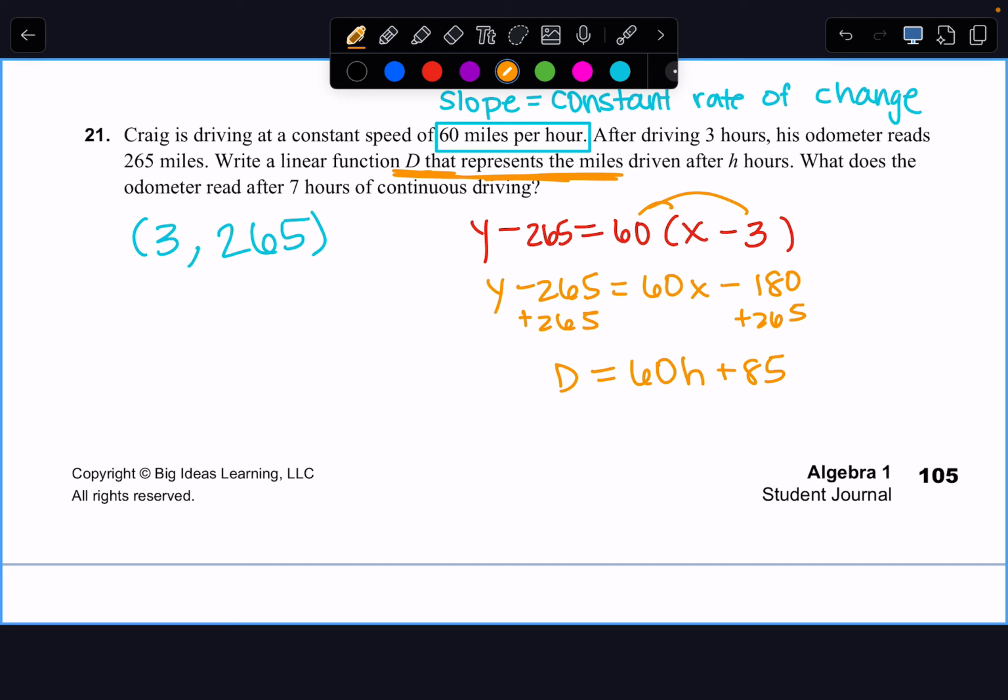Now, how do we figure out what our odometer reads after 7 hours of driving? What can we do, Connor? Yeah, we can plug the 7 in for h. So here is our linear function. Our odometer started at 85 miles. We're going 60 miles per hour. So now, after 7 hours, we take 7 times 60, giving us, in that time we've driven 420 miles, plus the 85 that we started with.